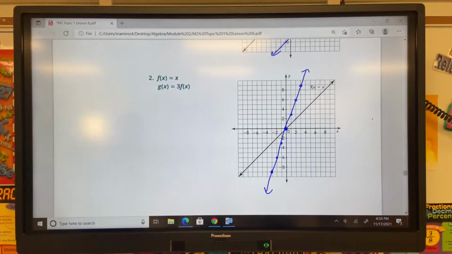God, I keep kicking the desk, I'm sorry. Still looking good, still looking good.